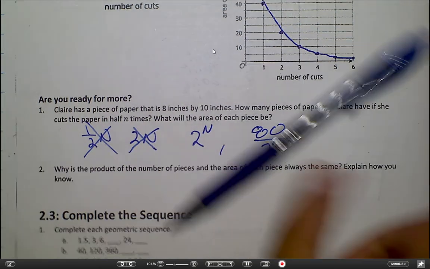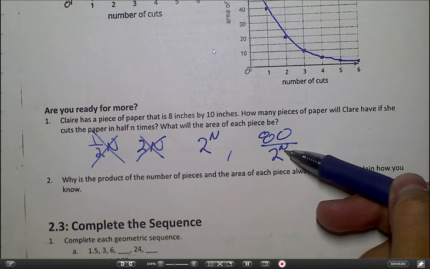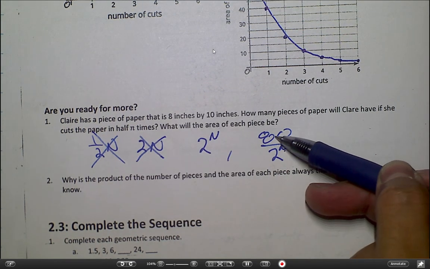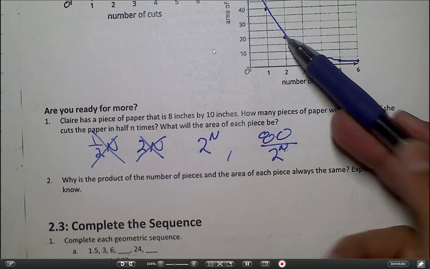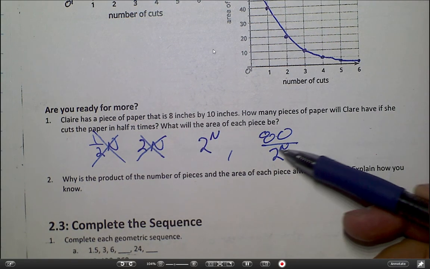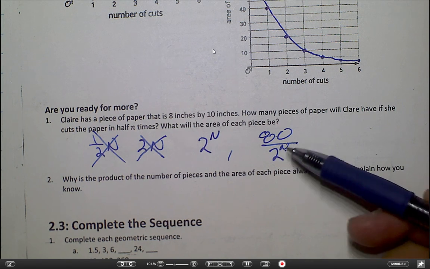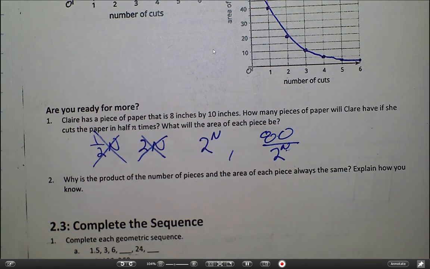Okay. What about if it was 2? What's 2 to the second power? 4, right? What's 80 divided by 4? 20. You guys see the pattern? And if I did 3 here, what is 2 to the third power? 2 times 2 times 2.